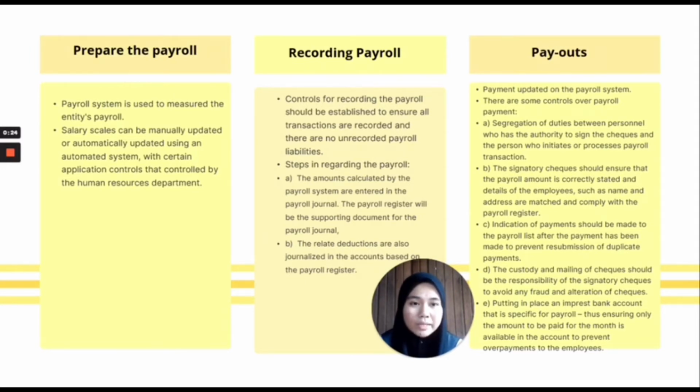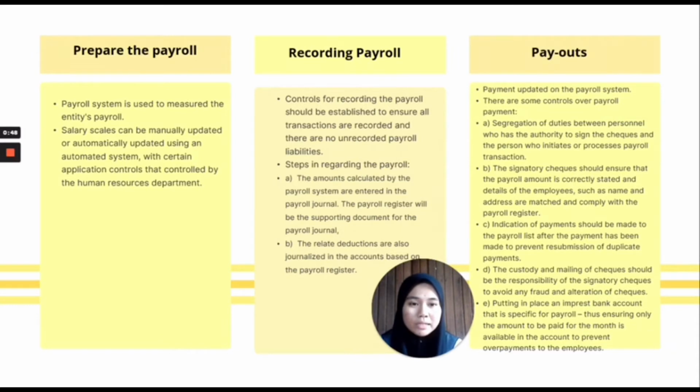The second one is that the signatory should check that the payroll amount is correctly stated and that details of the employee, such as name and address, are matched and comply with the payroll register. The third one is that an indication of payment should be made on the payroll release after the payment has been made, to prevent any resubmission of duplicate payment.